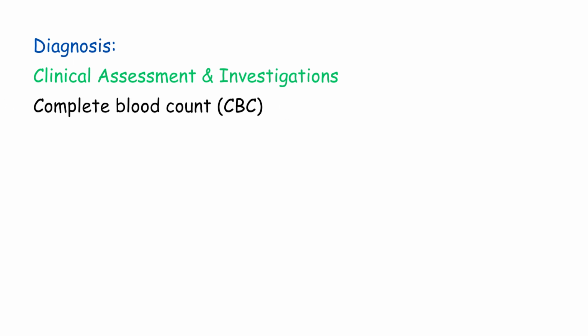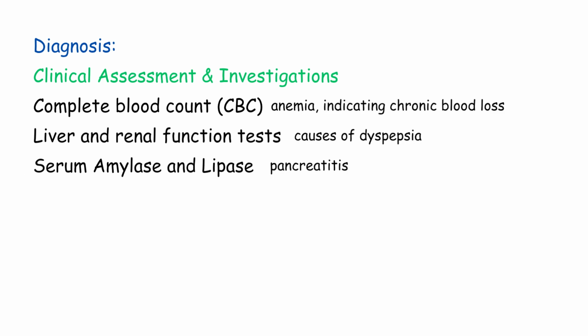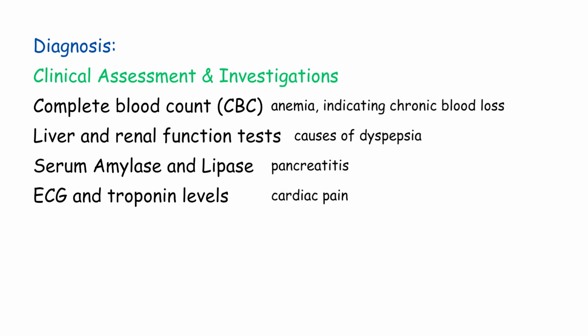Diagnosing PUD involves a combination of clinical assessment and investigations. A complete blood count, CBC, may reveal anemia, indicating chronic blood loss. Liver and renal function tests help rule out other causes of dyspepsia. If pancreatitis is suspected, serum amylase and lipase are useful markers. In cases where cardiac pain is a differential, ECG and troponin levels should be evaluated.